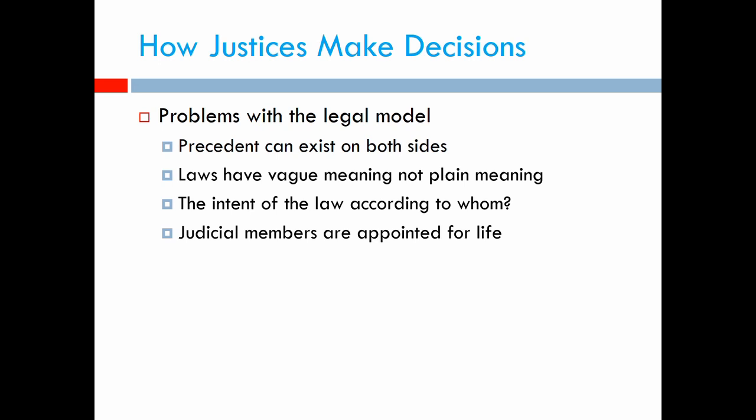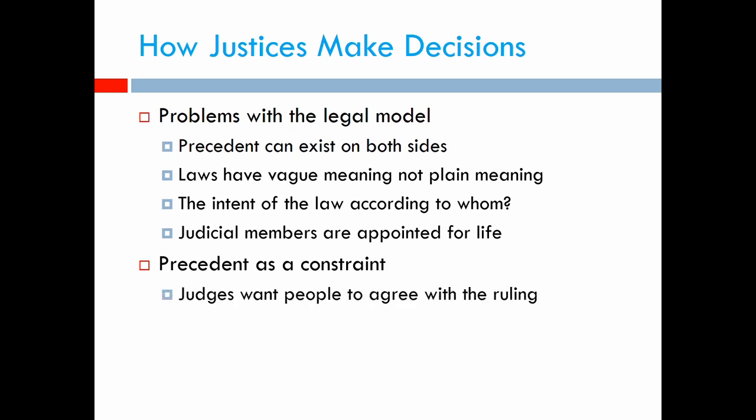It's possible that what happens here a bit is that precedent acts as a constraint. That is, justices will tend to rule on cases in ways that are consistent with previous rulings because it seems more fair. And so unless it's a major case that's really important to them, they'll say, all right, I'm not going to rock the boat so much. Because ultimately judges want people to agree with the way they rule.